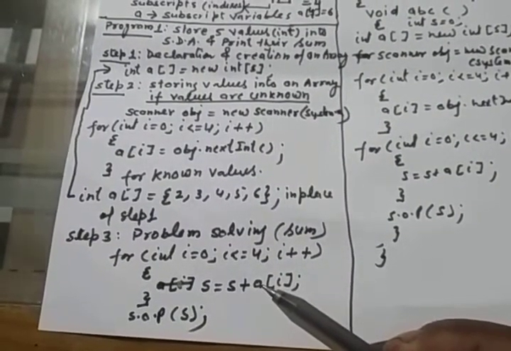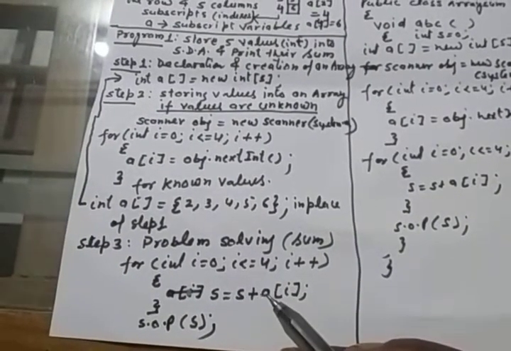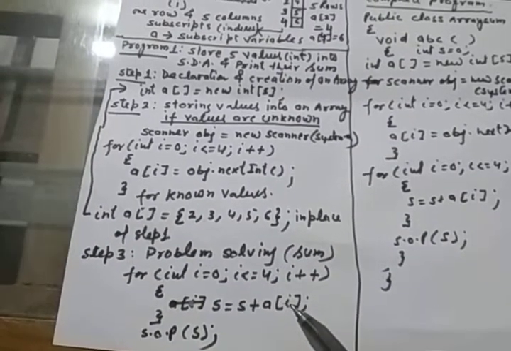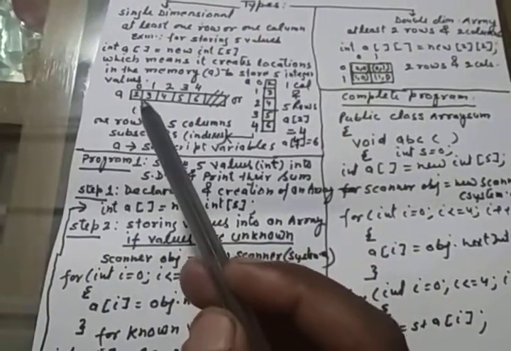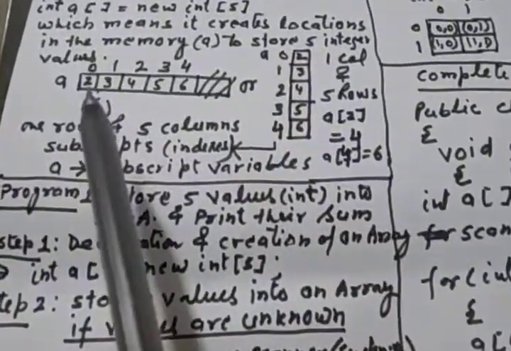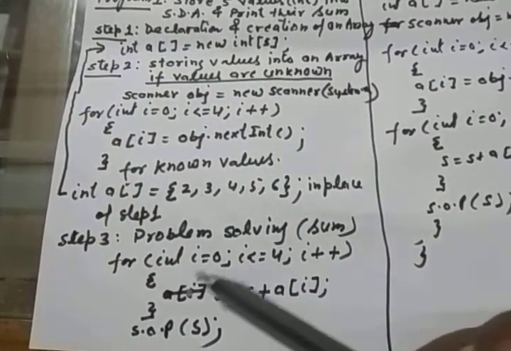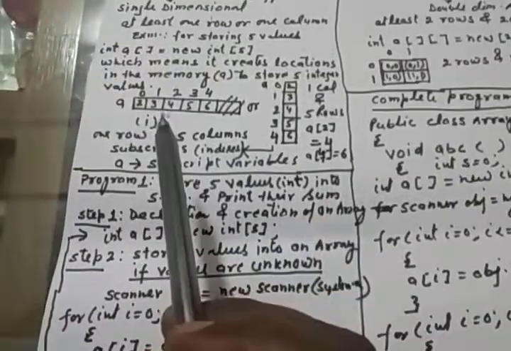So what is the meaning of this? a[i] means the value of i is 0, a[0] means whatever is in a[0], or we can say at the 0 location of array A, that will be added into s. So what is in the 0 location? It is 2. Clear? So 2 will be added in this statement. Then next i will be 1. So 2 plus a[1]. What is in a[1]? 2 plus 3, 5 will be added.